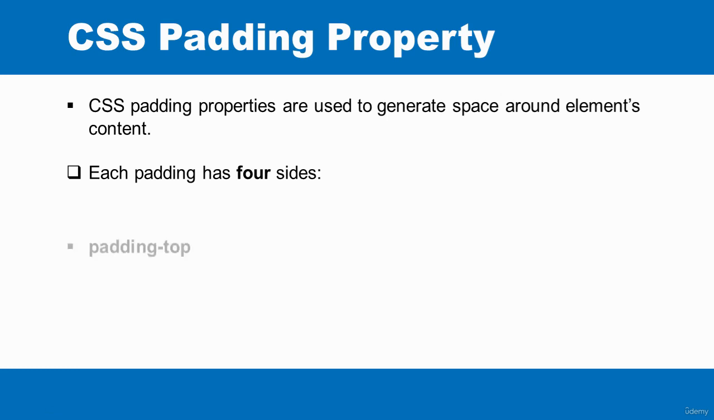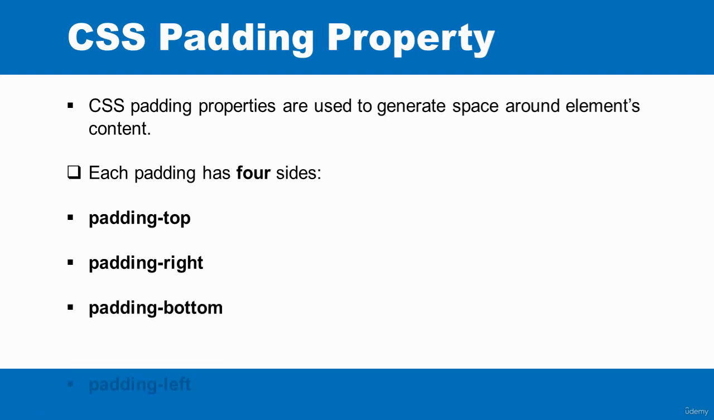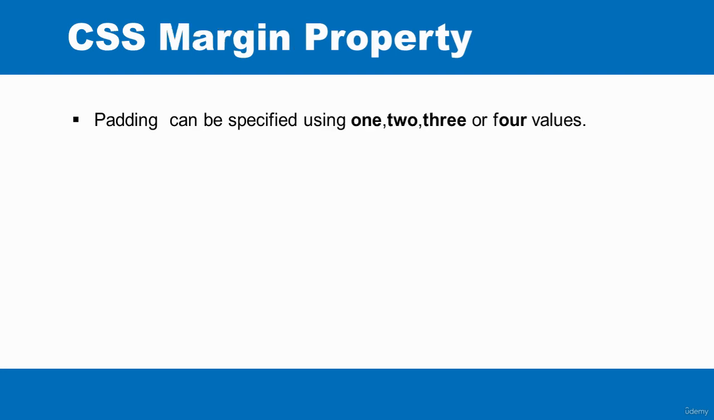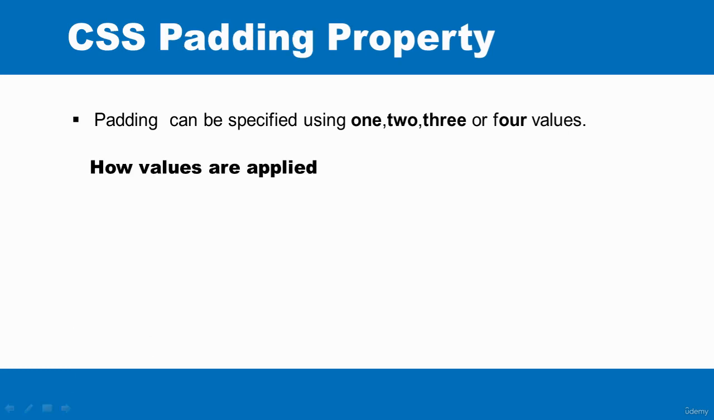So we have the padding to the top, padding to the right, padding to the bottom, and padding to the left. Just like the margin property, padding can also be specified using 1, 2, 3, or 4 values because they have 4 sides. So the application is the same way as that for the margin.